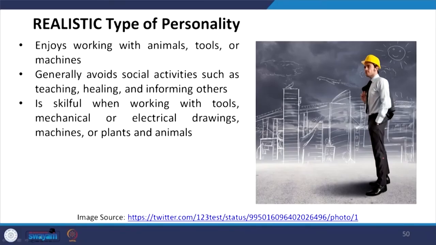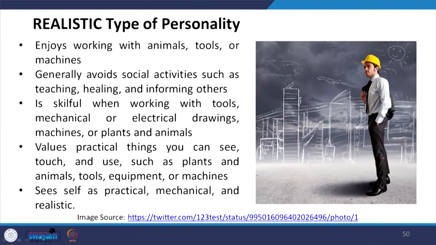So, the realistic type of personality enjoys working with animals, tools or machines. Realistic types generally avoid social activities such as teaching, healing and informing others, and are skillful when working with tools, mechanical or electrical drawings, machines, plants and animals. They value practical things you can see, touch and use, such as plants and animals, tools, equipment and machines. They are busy with all these issues.